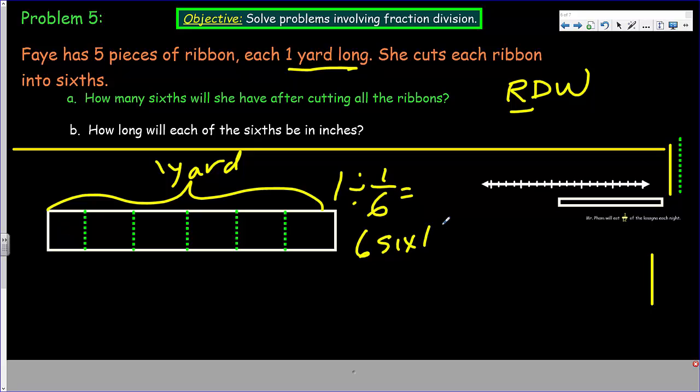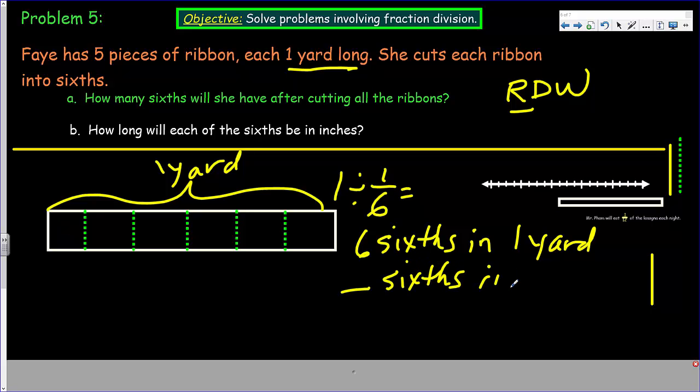in 1 yard. Okay, so that's definitely in 1 yard. And that would mean then there would be how many 6, and I'm just writing this down, so do you think, in 5 yards. And I'm going to abbreviate that. Well, yeah, 6 times, there's 5 of them, then that means there's going to be 30. So there's 30 in 5 yards. So Faye will have 30 after cutting all the ribbons. Let me go ahead and write that. So let's put that down.